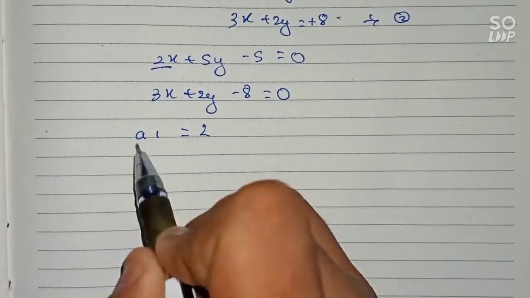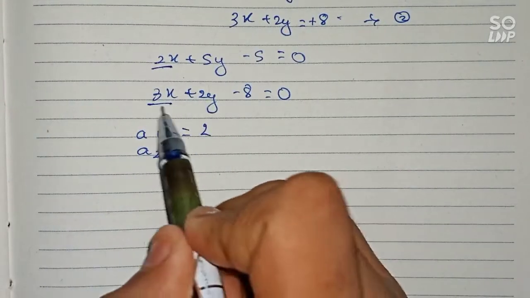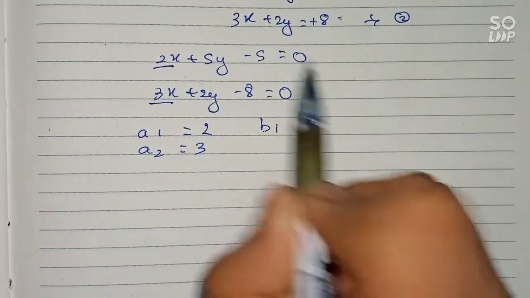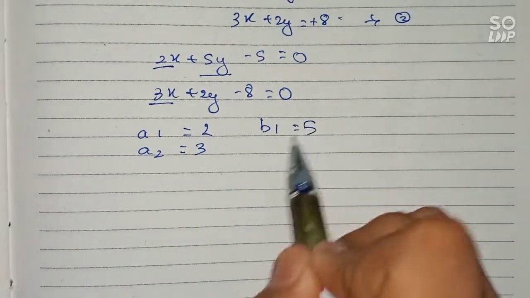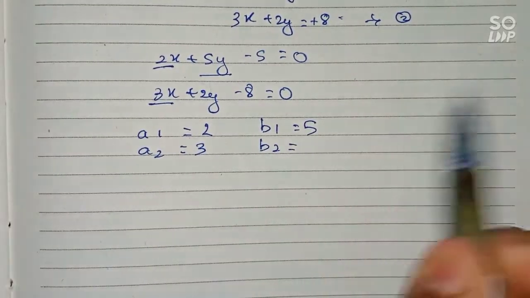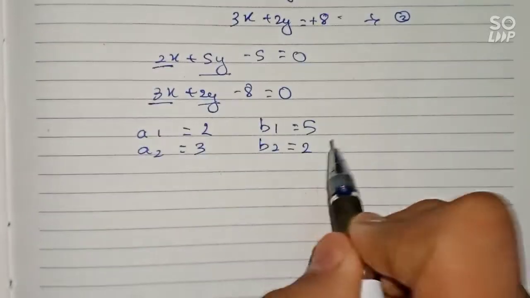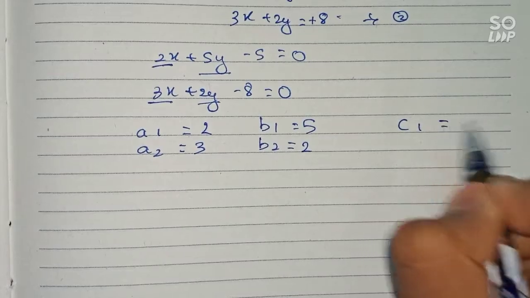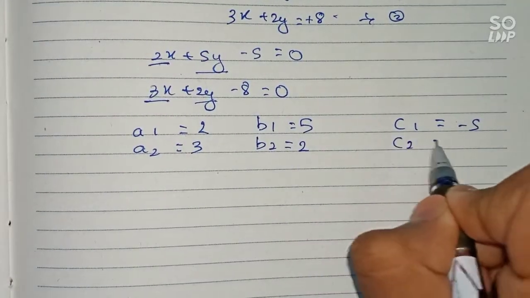Now a2. So a2 will be down of a1. That means 3x. So here the expression is 3 only. Now write b1. So b1 will be 5y, so the numeral expression is 5 only. And b2 is equal to 2y, so the numeral expression is 2. And now finally c1 is equal to the one which is there, that is minus 5. And c2 is equal to minus 8.